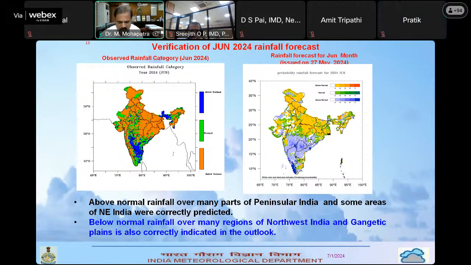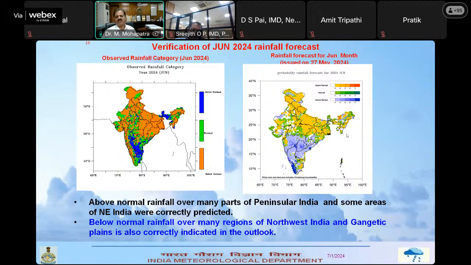That is the forecast for the month of June. On the left-hand side diagram, you see the actual category of rainfall. What happened? Blue indicates above normal rainfall, orange indicates below normal rainfall, and green indicates normal rainfall activity. So what you find from this diagram is that southern India got good rainfall activity, that is normal to above-normal rainfall activity, and northern India and especially eastern India got below normal rainfall activity.